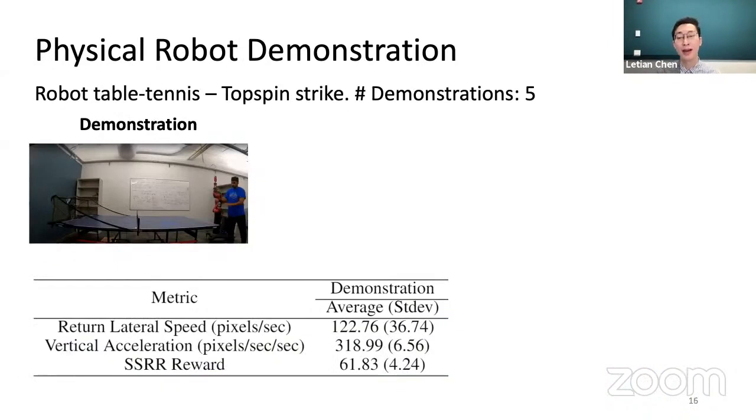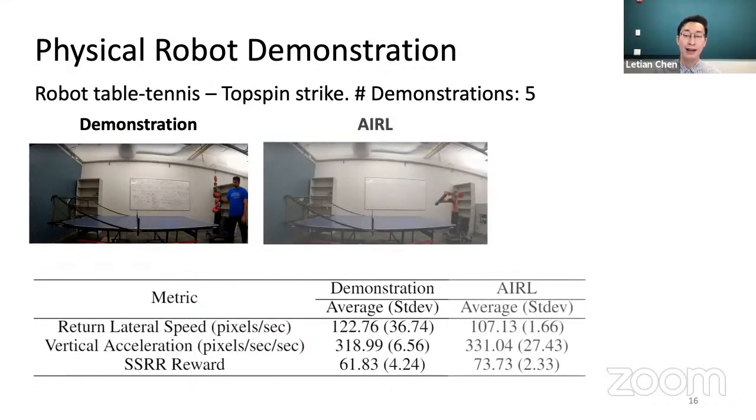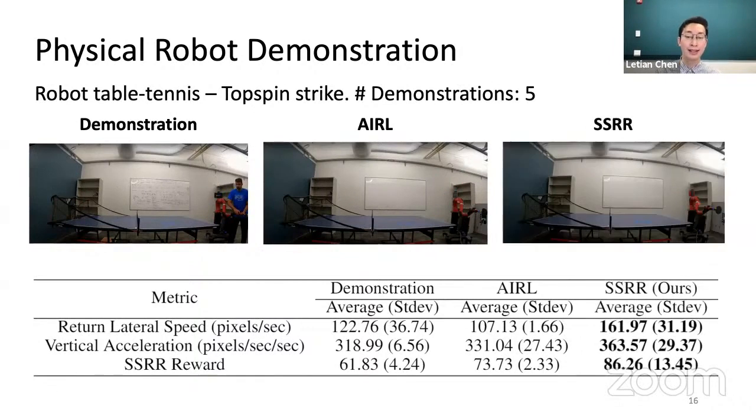We further demonstrate our method in a robot table tennis setup. The task we wish to accomplish is a top spin strike. In demonstration, humans give suboptimal demonstration with lower speed and spin, which are represented by return lateral speed and vertical acceleration respectively. AIRL could replicate the demonstration with a little lower lateral speed, but is unable to achieve a better performance than the demonstration. SSRR, however, achieves significantly higher speed and spin than both the suboptimal demonstration and the AIRL policy.